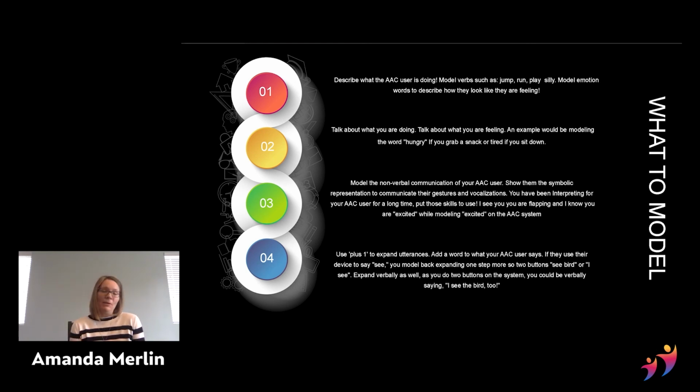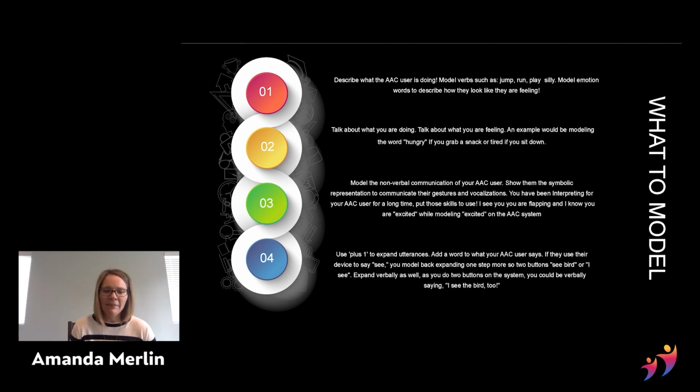Model their nonverbal communication. So parents, you guys haven't been interpreting for your AAC users forever. Put those skills to use. Your kiddo's flapping, that they're excited, you're modeling excited. You start to see them getting frustrated, see if you can model that language before we get too escalated. Oh, you're frustrated, I'm sorry. And show where frustrated is. And then see if you can start to talk through that, give some language.